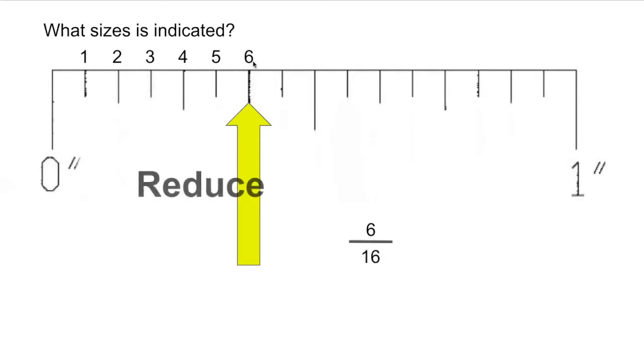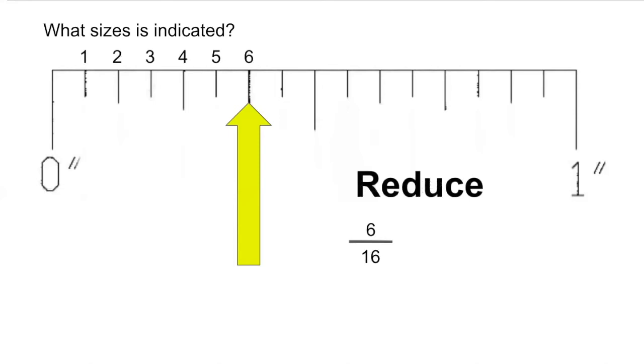Now we're not done. We need to reduce this. And how do we reduce our fraction? Well, we simply need to ask ourselves about the top number to begin with. Now we look at the top number, and if the top number is even on the tape measure sizes, then generally it is reducible.